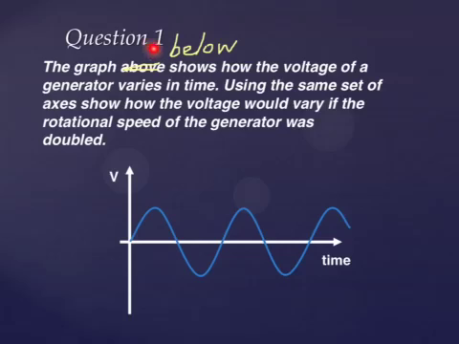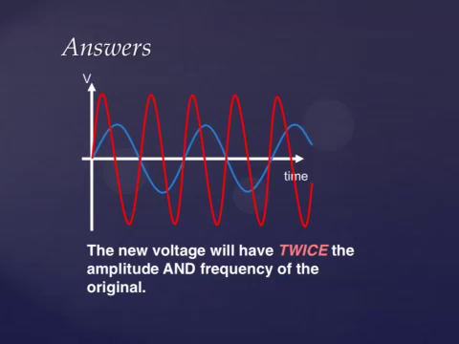Question 1 says, the graph below shows how the voltage of a generator varies in time. Using the same set of axes, show how the voltage would vary if the rotational speed of the generator was doubled. Have a go and then check the answers on the next slide. Here it is in red. So the new voltage will have twice the amplitude and twice the frequency of the original.